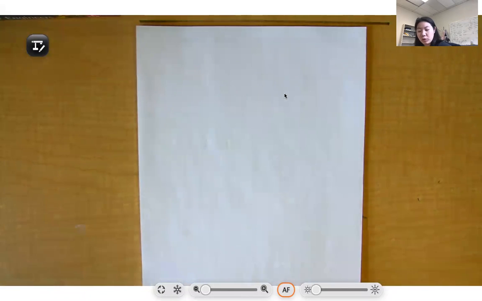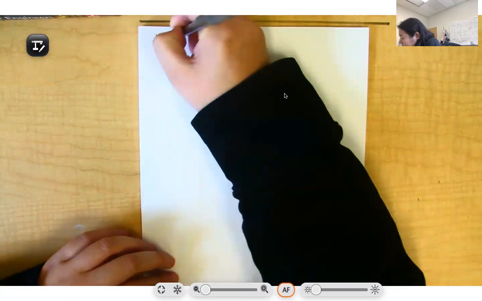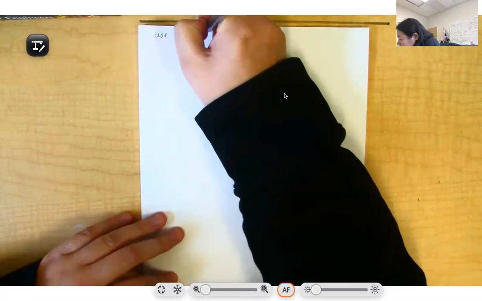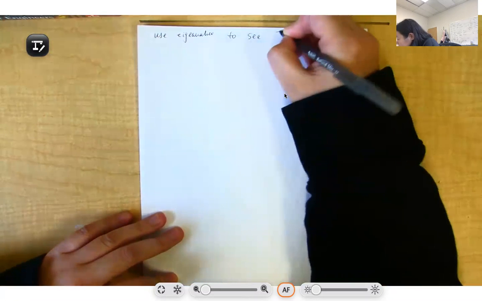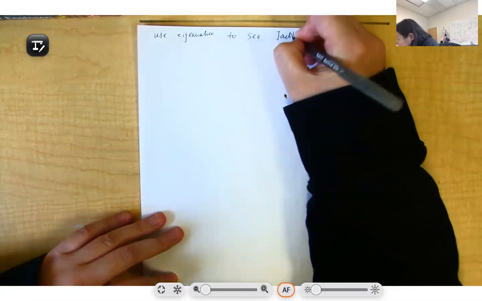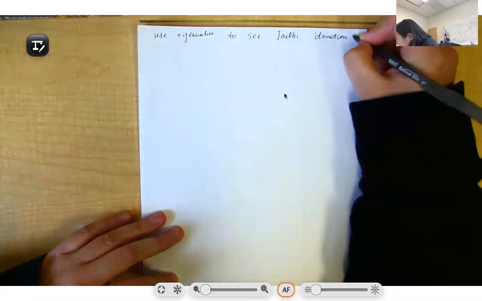Now let's see the strong conditions using eigenvalues to tell whether the Jacobi iteration is working or not. Okay, so use eigenvalues to see if the Jacobi iteration is working or not. Stability.